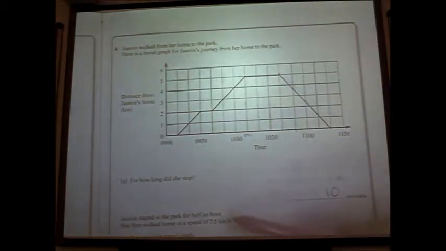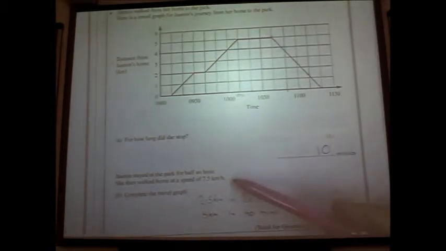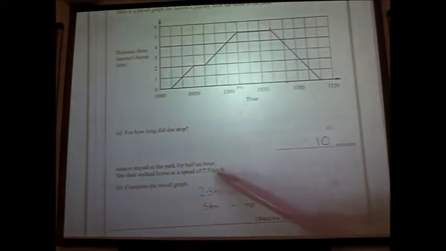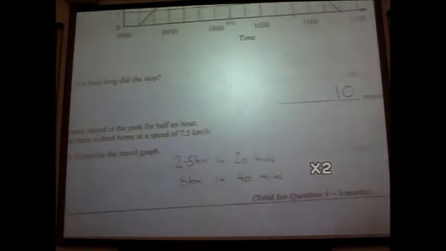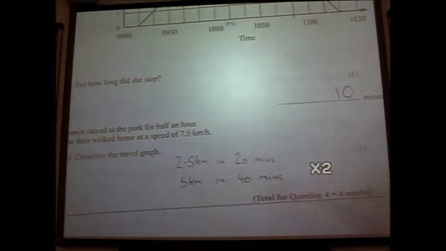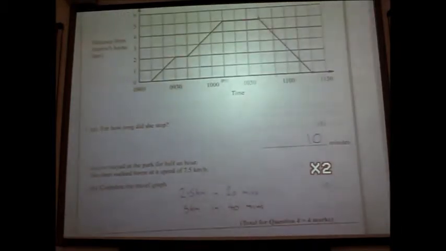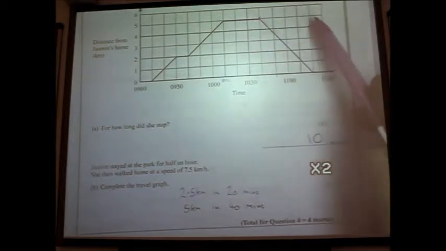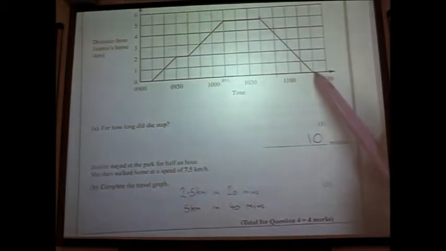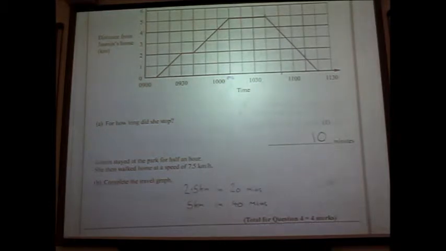She then walked home at a speed of 7.5 kilometres an hour. Well, I've noticed she's 5 kilometres away from home. So what I've done, if 7.5 kilometres is 1 hour, that means divided both by 3. There's 2.5 kilometres will be in 20 minutes. So 5 kilometres will be in 40 minutes. So you know she takes 40 minutes to get home. So 10, 20, 30, 40. So you connect it up there. So that is how you answer that one.